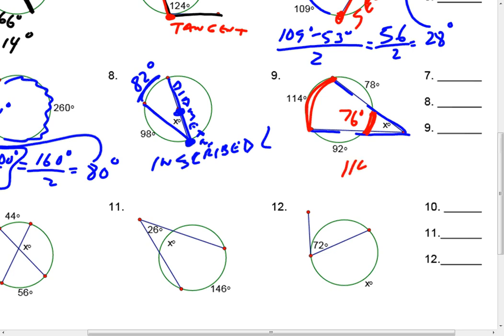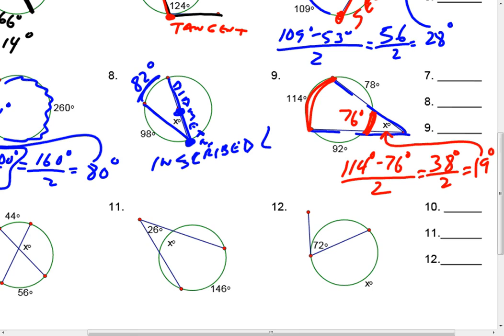Now I can do my subtraction. Division by 2, 38. 19, the 19 is that angle.